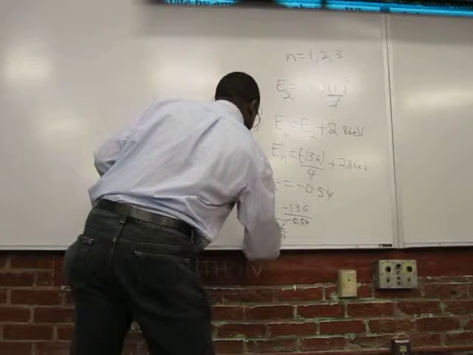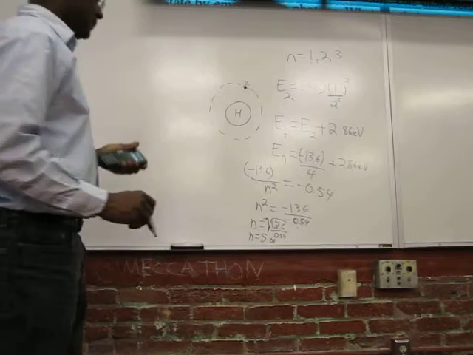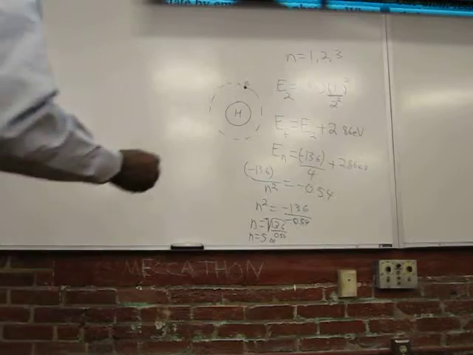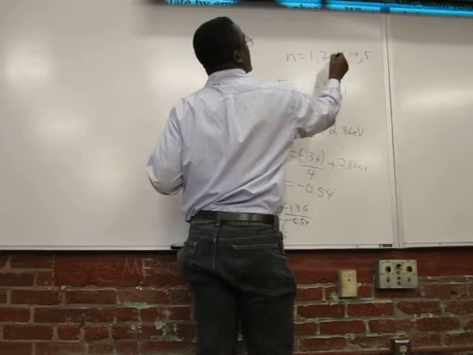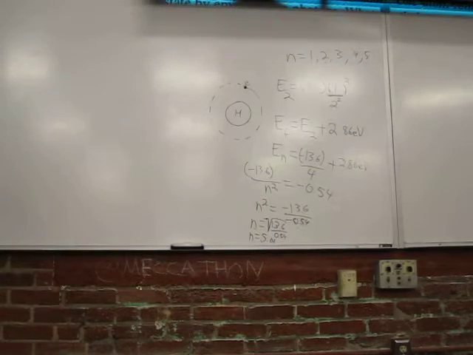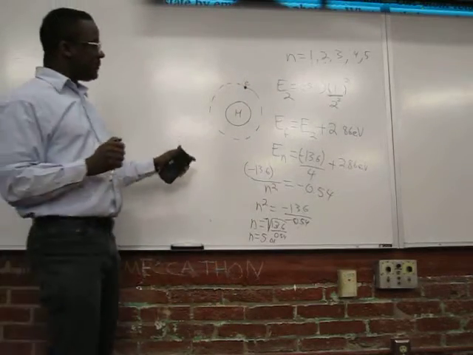n equals 5.01 something, so it's in the fifth state. That means the first excited state, second, third, fourth excited state. Okay? Where n equals 1 is the ground state. So you see what I did?